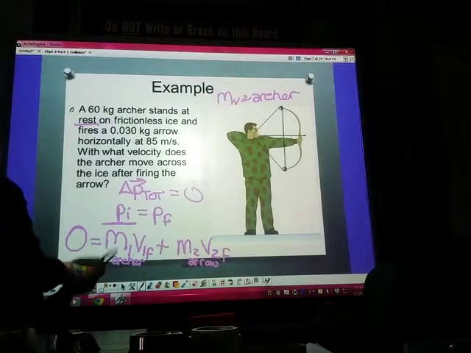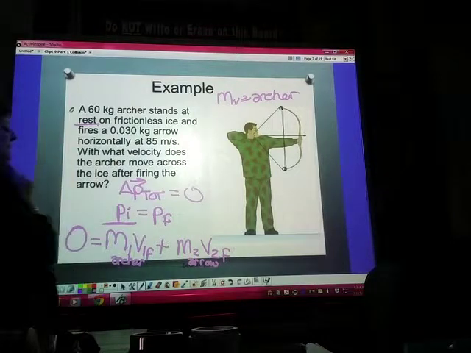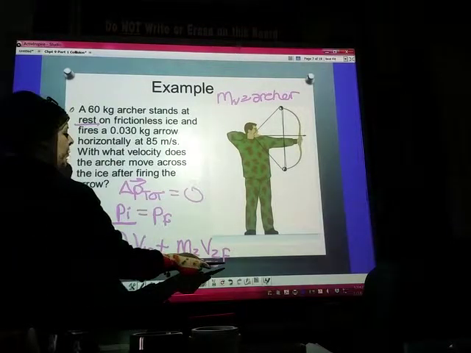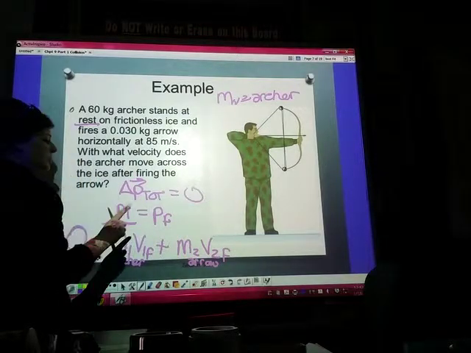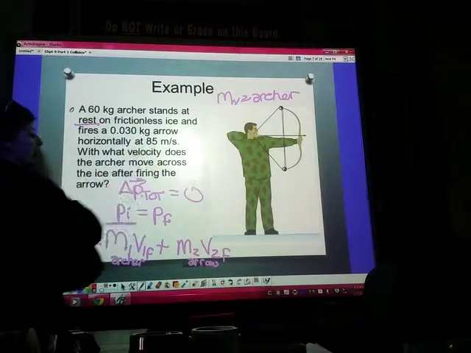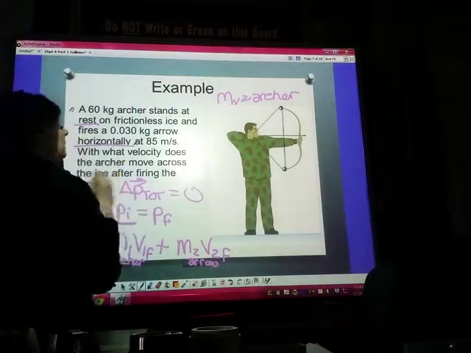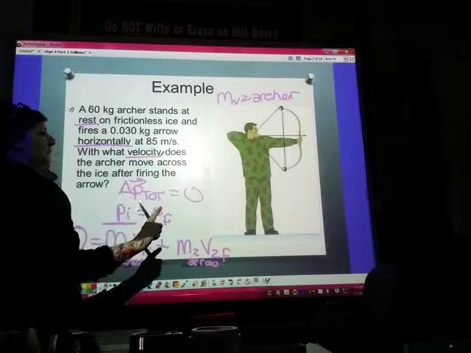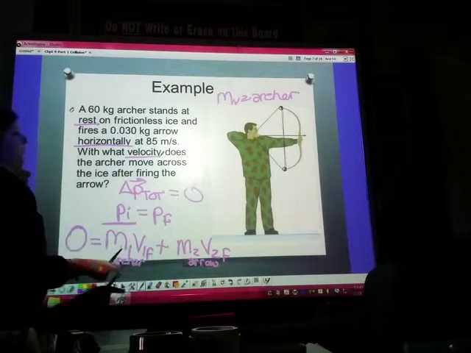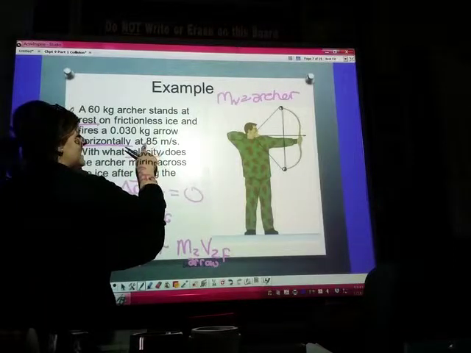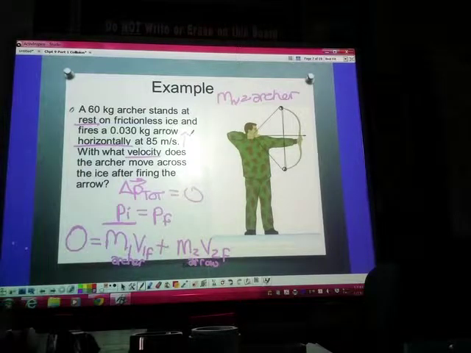Okay, we have the mass of the archer, he's 60 kilograms. For the mass of the arrow, that's 0.030 kilograms. I also know the speed of the arrow, which is horizontal, and since it's horizontal, and they want to know what the velocity is, they're telling me that they want a direction associated with the magnitude of that velocity. So this would really be 85 meters per second in the positive direction, okay?